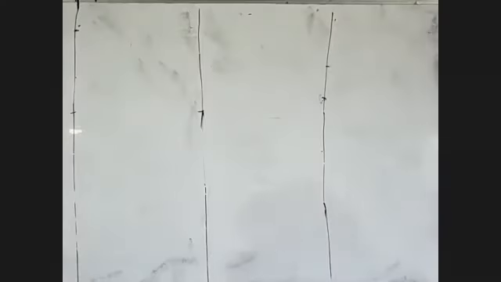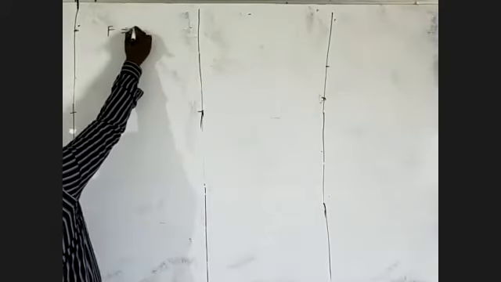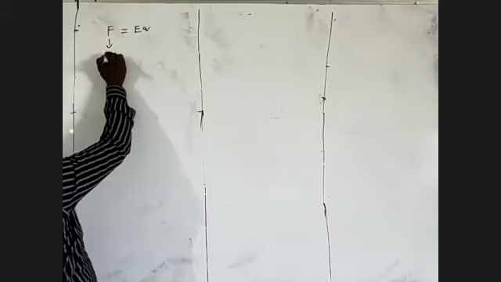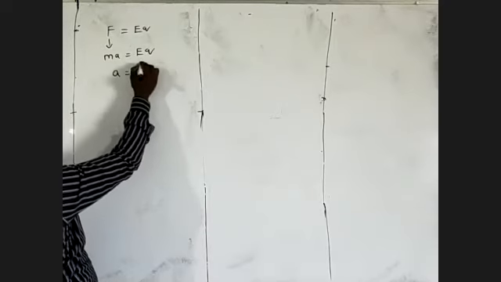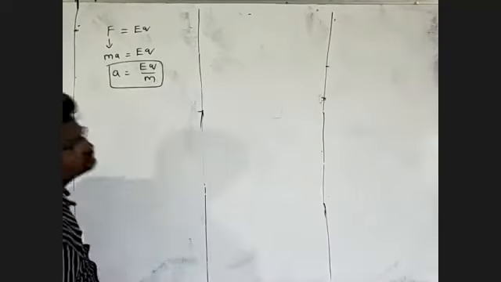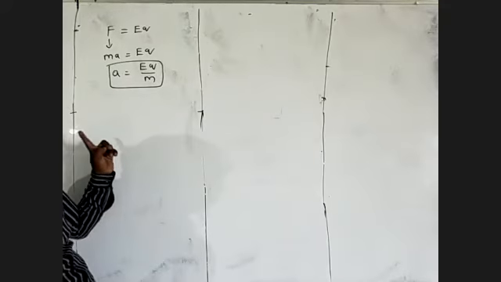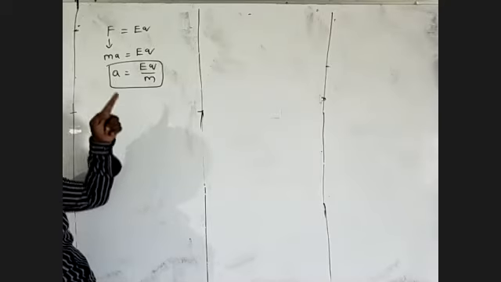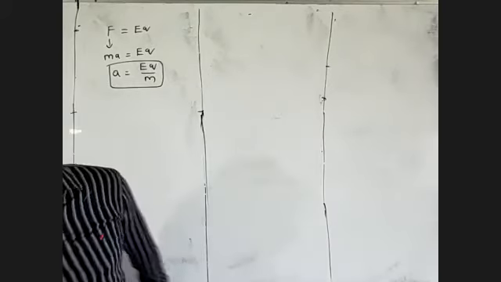Next, case number 2. In all cases, acceleration comes from F equals EQ. According to Newton's second law, F equals ma equals EQ. So a equals EQ by m. In all cases, this is the acceleration of the charged particle. A should be taken as a equals EQ by m in all cases.